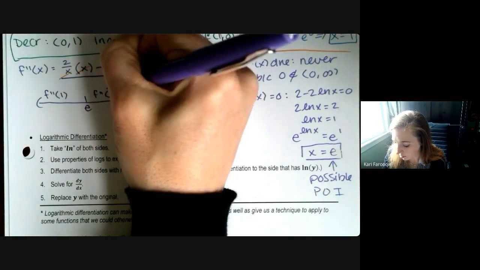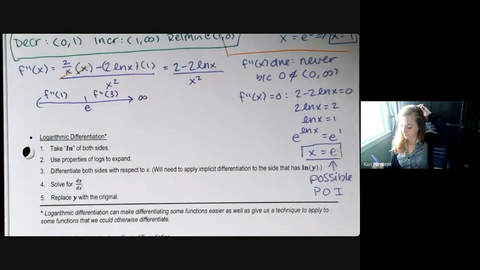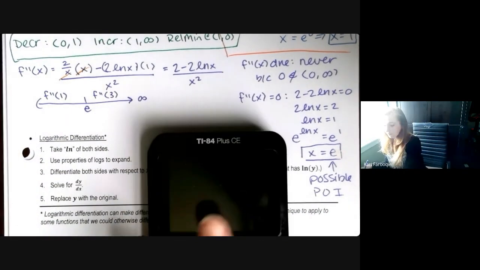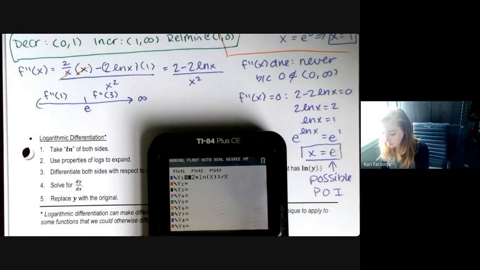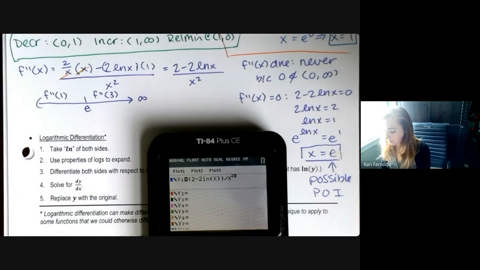And then maybe 3. If you don't remember e, just pop it into your calculator, e to the first, and you'll get that decimal approximation. Okay, I'm going to go ahead now and put the second derivative into my graphing calculator. So we have in the numerator 2 minus twice the natural log of x. Don't forget your second parenthesis, divided by x squared.